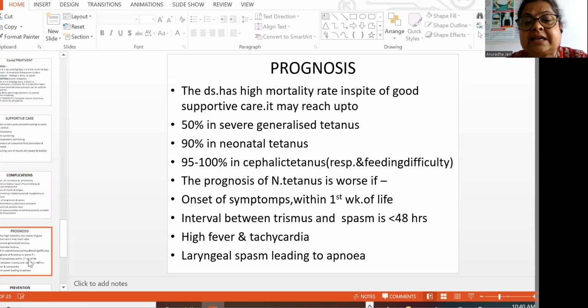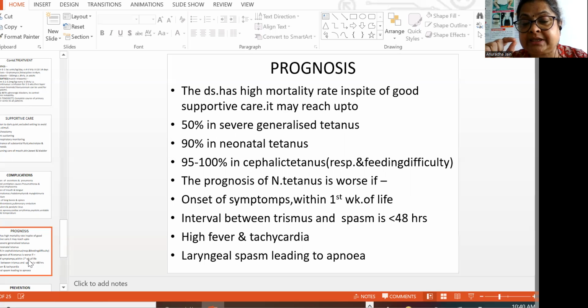Prognosis: the disease has a high mortality rate in spite of good supportive care. It may reach up to 50% in severe generalized tetanus, 90% in neonatal tetanus, and 95 to 100% in cephalic tetanus because of respiratory and feeding difficulties. The prognosis of neonatal tetanus is worse if onset of symptoms is within the first week of life. If it is late, then the prognosis may be good.